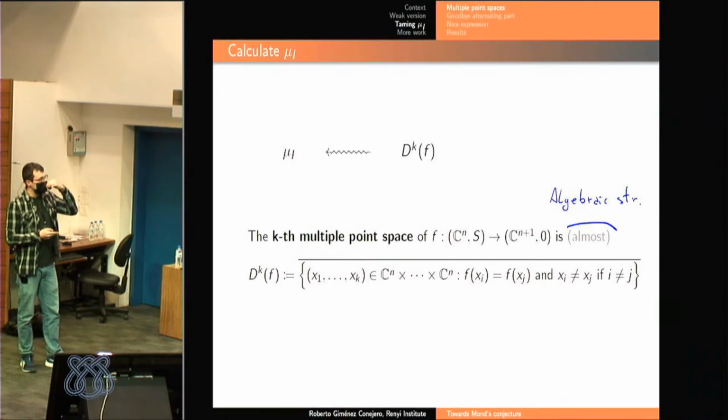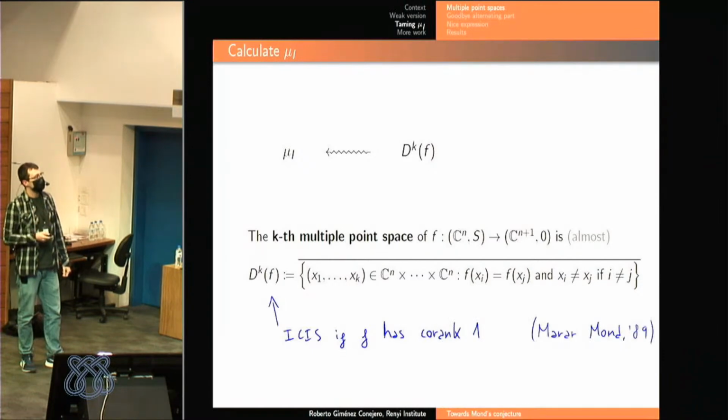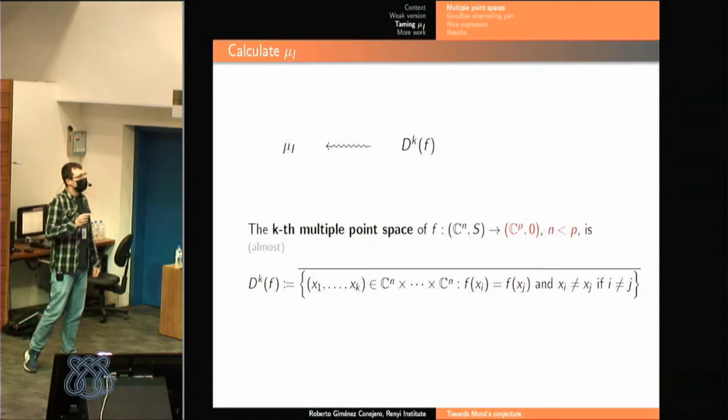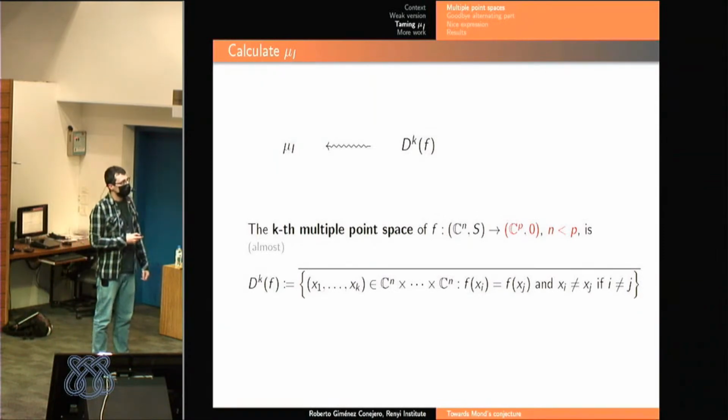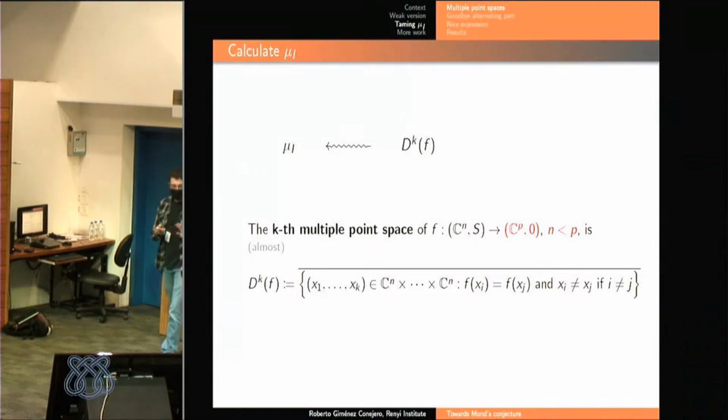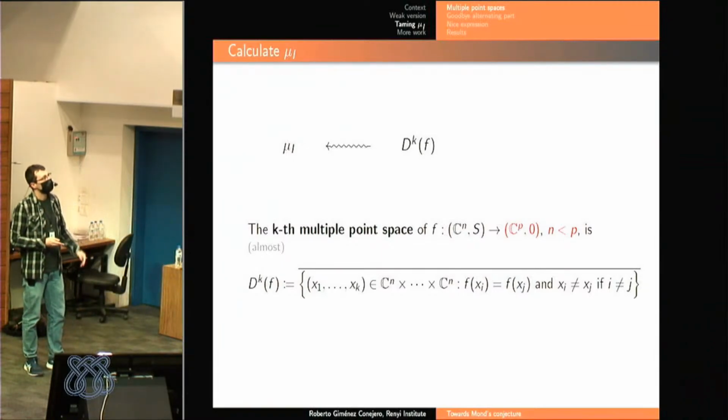But this extra algebraic structure means that when you have a germ of corank 1, these guys are ICIS. And we know a lot about ICIS thanks to the Seville school. This is a result by Marar and Mond. And well, if these guys are ICIS, then we are closer to computing the image Milnor number. The thing is, this definition works exactly the same without any change if we have a bigger dimension. So if we are either in this case or in this case, it doesn't change. It's exactly the same definition. So we can work with both settings at once.